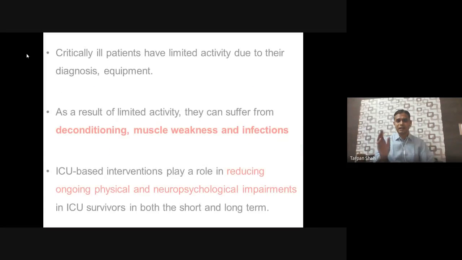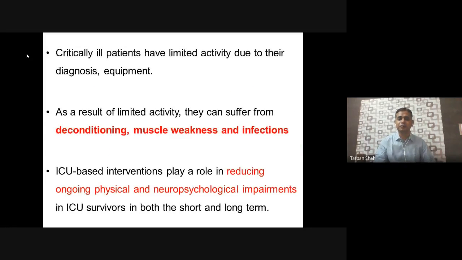So they may have limited activity because of diagnosis and equipment, and what happens, they can go for deconditioning, muscle weakness, and infection. Remember, hospital itself is a source of infection. We have something called hospital acquired infections. Ventilator itself is a source of infection. We can have VAP, ventilator associated pneumonia.